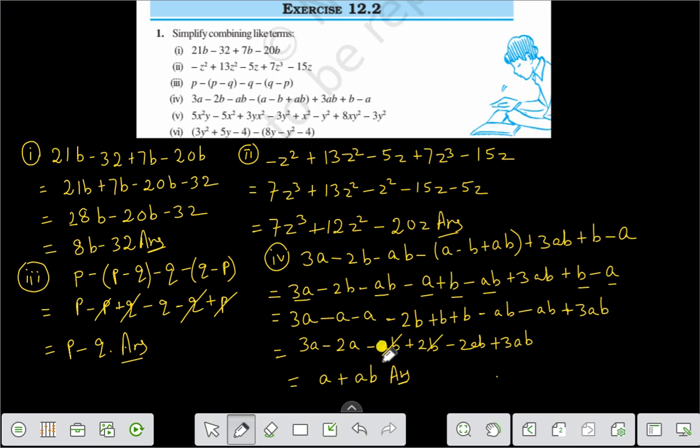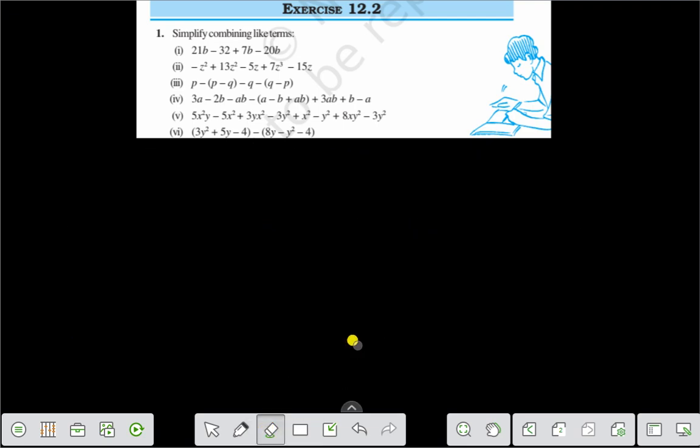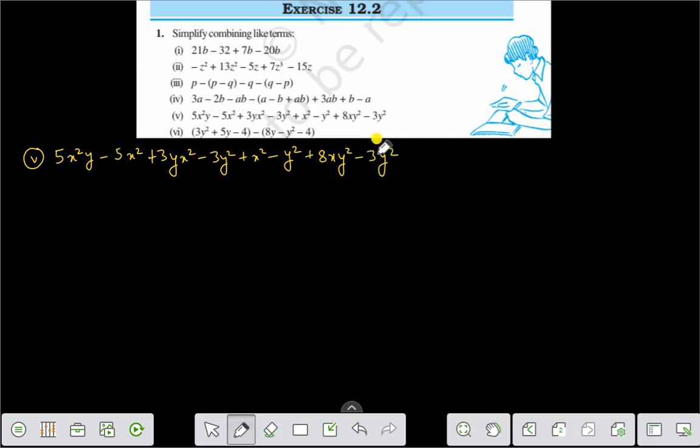Now we will solve question number 5. Question number 5 is 5x square y minus 5x square plus 3yx square plus 3y square... minus 3y square plus x square minus y square plus 8xy square, 8xy square minus 3y square, right? We'll find what is the value of this one.